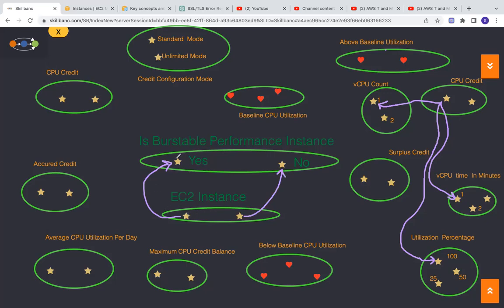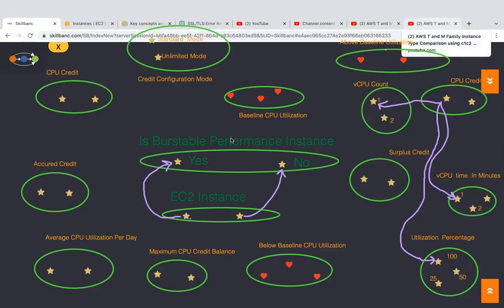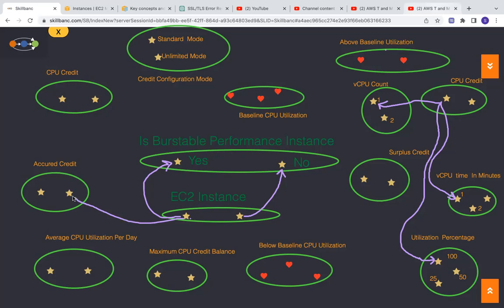So let's assume that we have this instance that is burstable, and if it is running below the baseline, then it will start accruing these CPU credits. And how does the credit calculation happen?